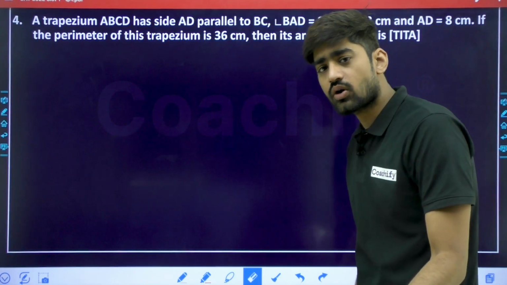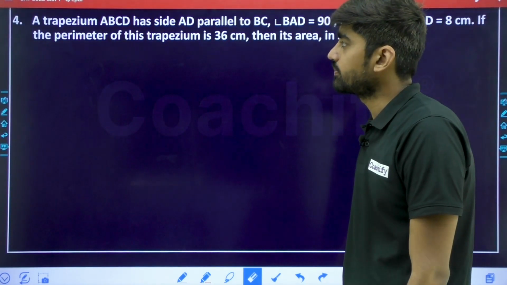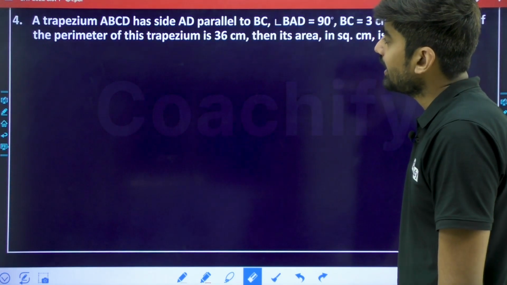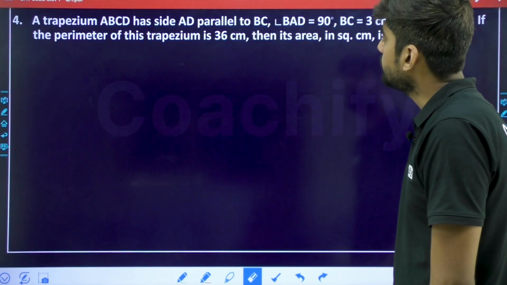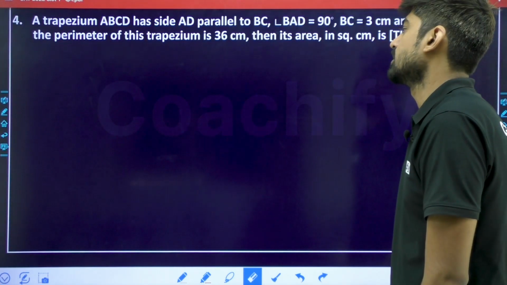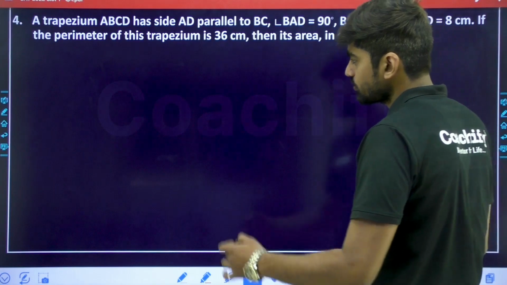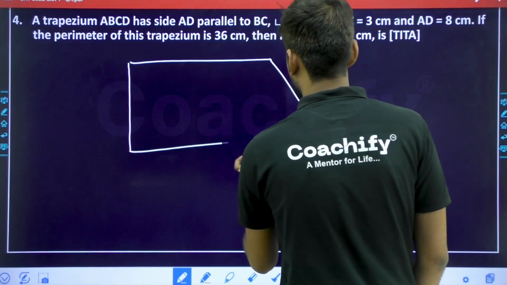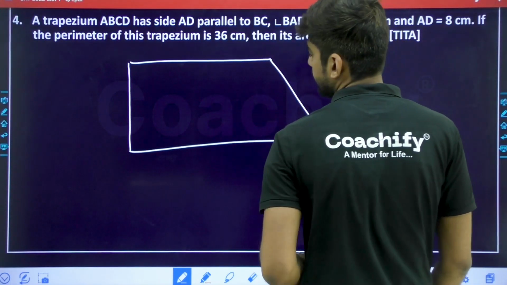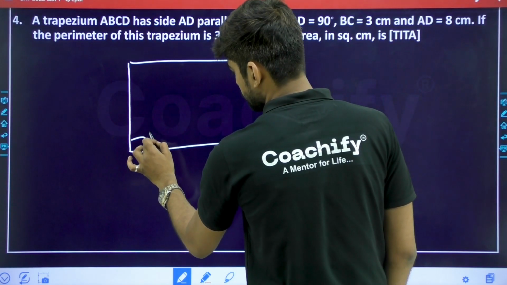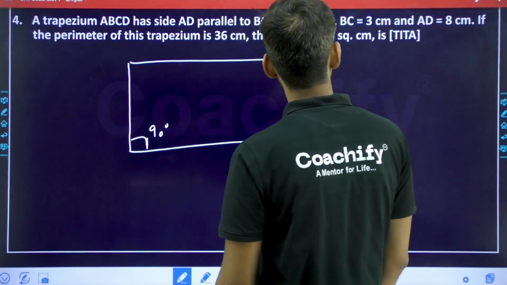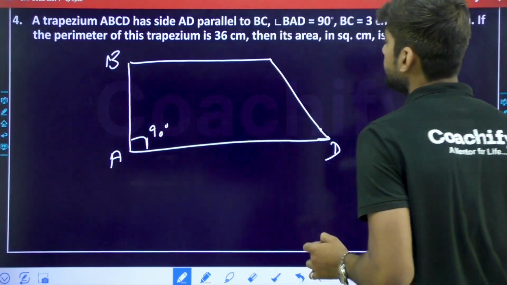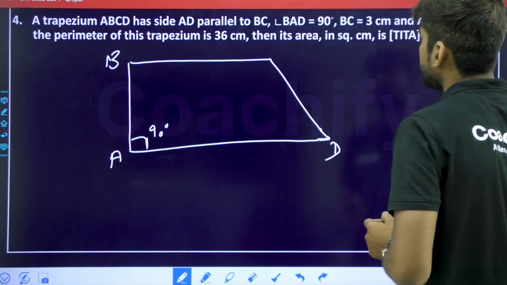Okay, so this is our next question, question number 4. And this is based upon a concept of geometry, based upon the trapezium. The question says there is a trapezium ABCD having side AD parallel to BC and angle BAD equal to 90 degrees. Let's try and plot the figure first. So we have to draw a trapezium with one angle equal to 90 degrees. So let's say this angle is 90 degrees, and this is A, this is D, this is nothing but B. So BAD becomes 90 degrees.